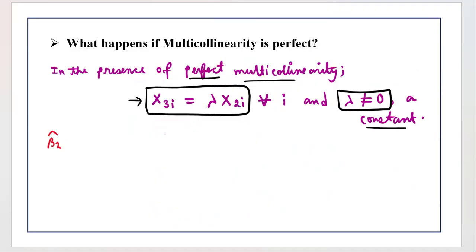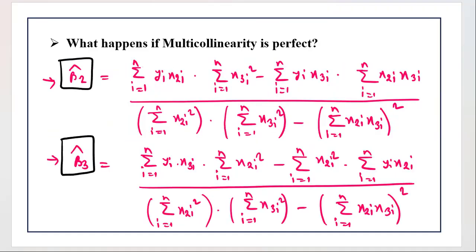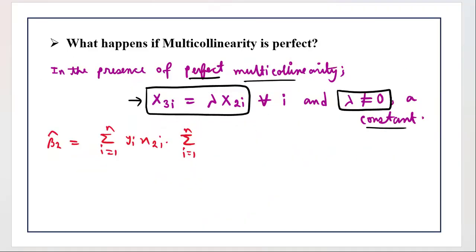What will be beta 2 cap now? So beta 2 cap will be simply summation i from 1 to n, y_i x_2i, which will be the same. But now what you can do, instead of x_3i, you can put this formula, because this form will hold for the deviation form as well. If you subtract x3 bar and x2 bar, this relationship will still hold.